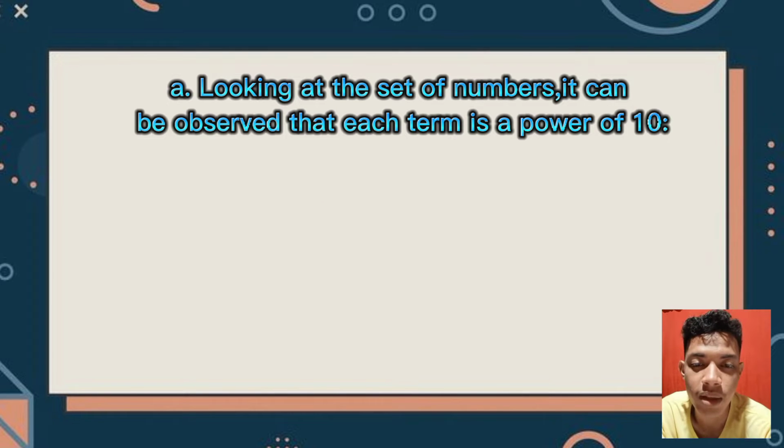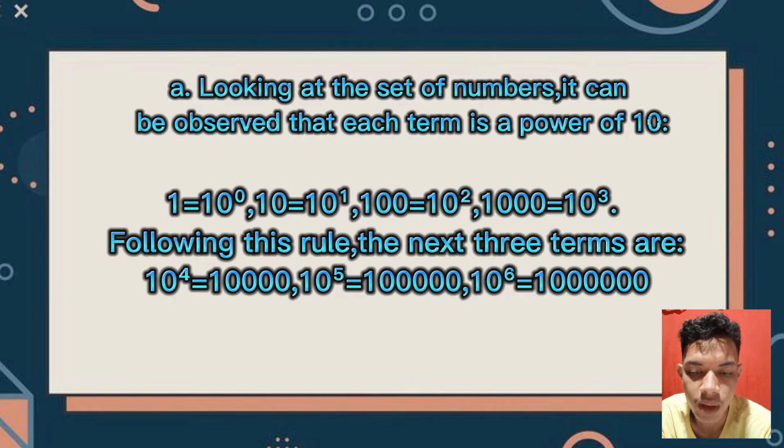Solution: A. Looking at the set of numbers, it can be observed that each term is a power of 10. 1 is equal to 10 to the power of 0. 10 is equal to 10 to the power of 1. 100 is equal to 10 to the power of 2. And 1000 is equal to 10 to the power of 3. Following this rule, the next three terms are 10 to the 4th power, which is 10,000, 10 to the 5th power, which is 100,000, and 10 to the 6th power, which is 1 million.